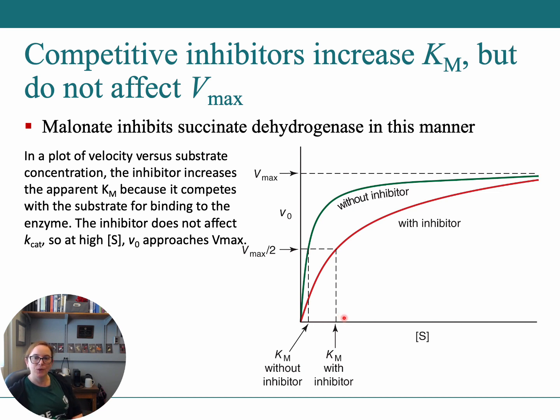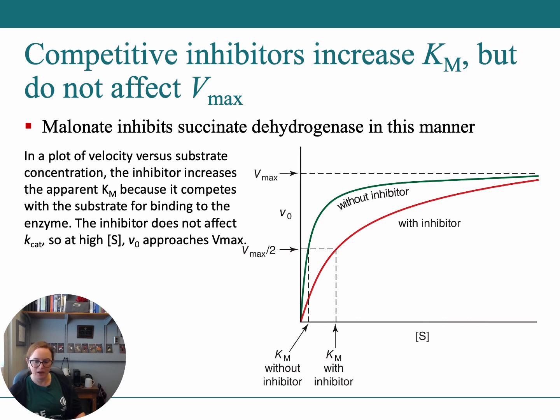Now, as you increase the substrate concentration though, once the substrate's bound, there is no effect on the catalytic turnover, right, on the Kcat. So what that means is, as you increase the substrate concentration, you can overcome that, and your Vmax will remain the same in the presence of this inhibitor.